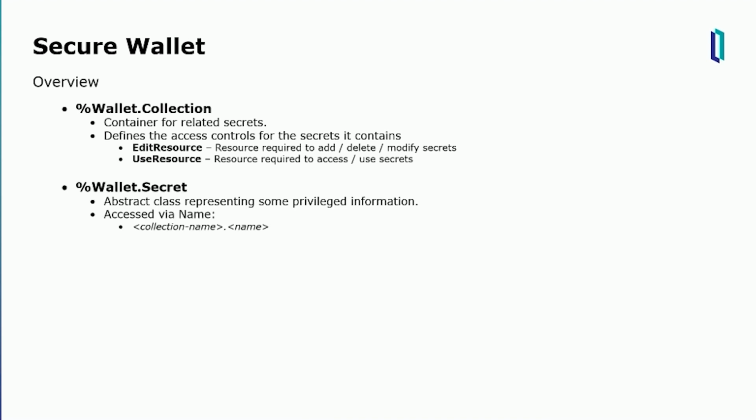Once you have a collection, you can then create a secret. Again, %wallet.secret is the class. Like I said, a secret always lives in a collection. The collection name is actually part of the secret name. So the secret name will be collection dot whatever local name.